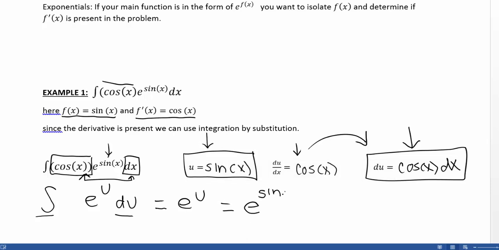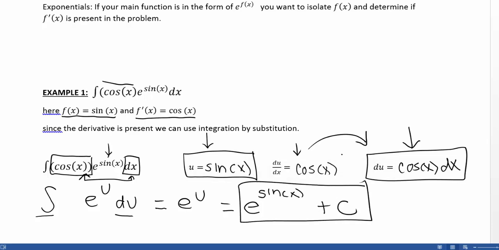So I have e to the sine x plus c. So again, this is the antiderivative. It answers the question, what function has a derivative of cosine x times e to the sine x? And my answer, e to the sine x plus c. If I were to take the derivative, I should get back the function I started with up at the top.